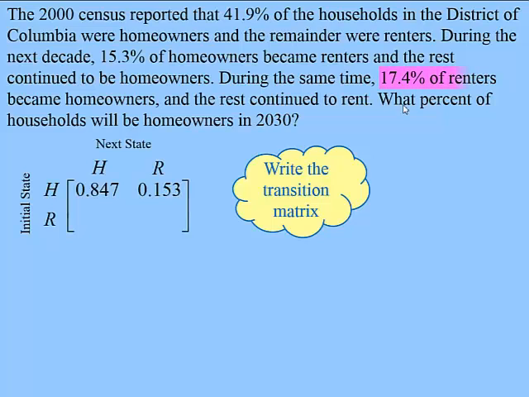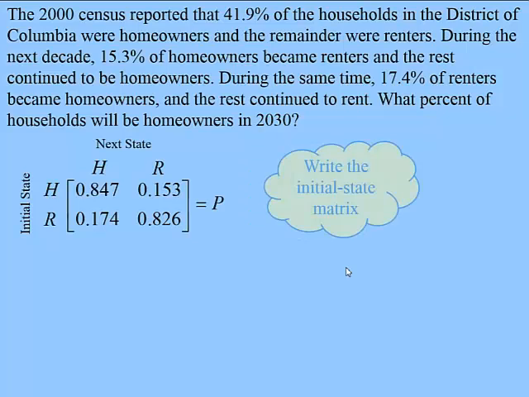In the next sentence, it says 17.4% of renters became homeowners. Here's the renters. Here's the homeowners. Renters became homeowners. That is this number, 17.4. The rest, which would be these, had to stay renters. That is our transition matrix.